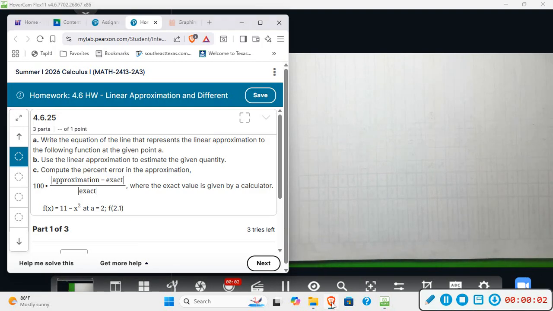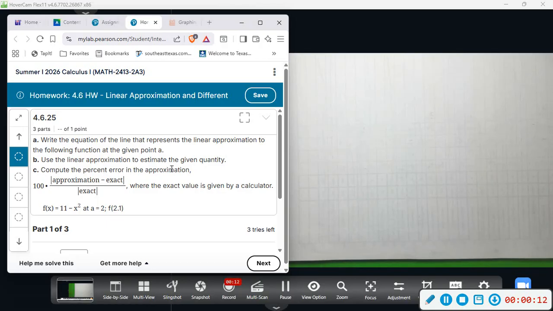All right, number 8. We want to write the equation that represents the linear approximation to the following function at a given point A. We're going to use linear approximation to estimate the given quantity, and then we'll compute the percent error in approximation given by this formula.